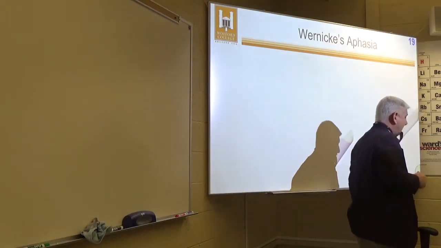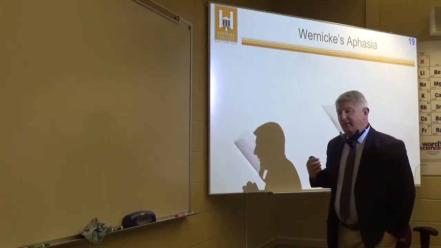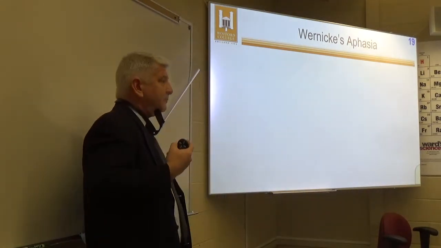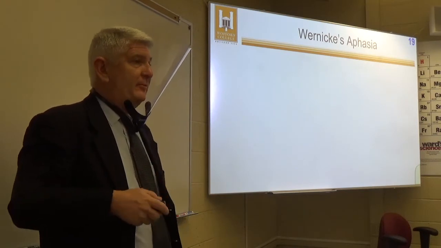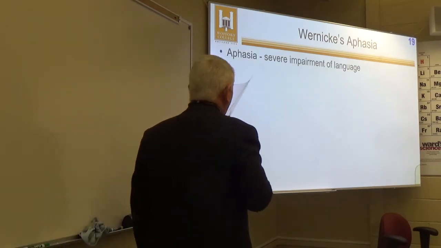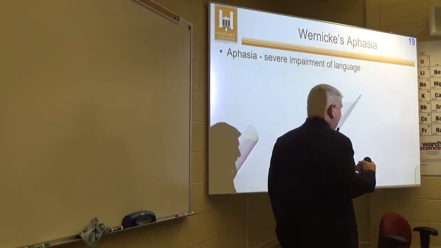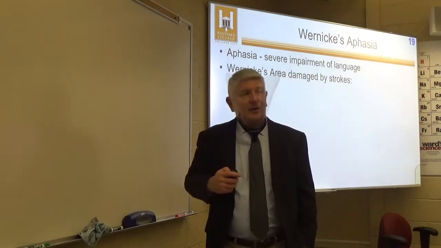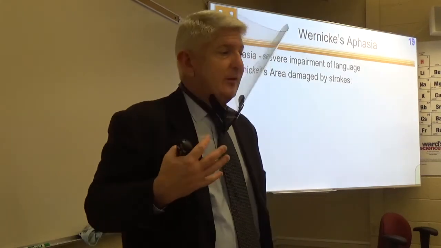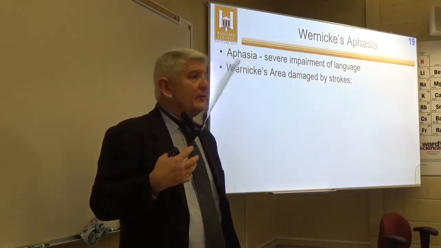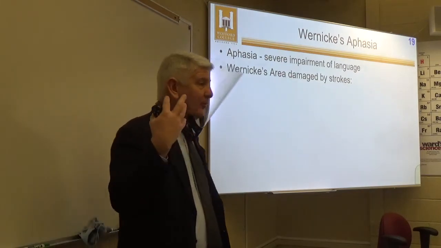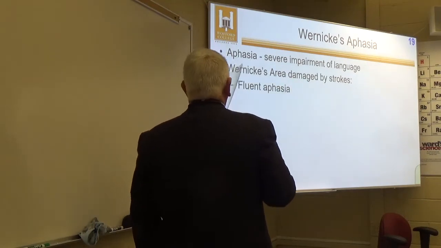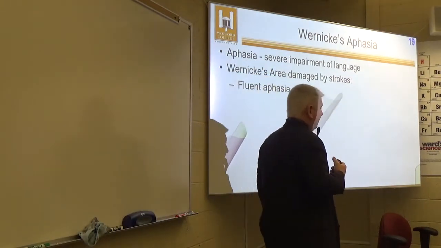All right, so what happens when these areas of the brain get damaged? We get conditions of aphasia, where we have problems with speech. And so in Wernicke's aphasia, aphasia meaning severe impairment of language, when Wernicke's area is damaged, and both Wernicke's and Broca's area are susceptible to stroke damage through the middle cerebral artery that feeds those areas of the brain, we get what's called fluent aphasia.